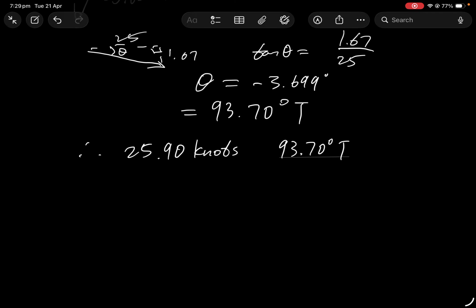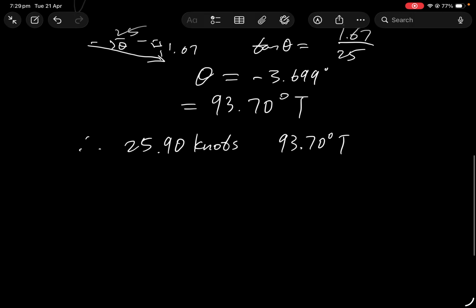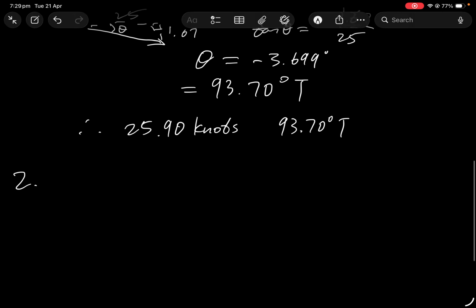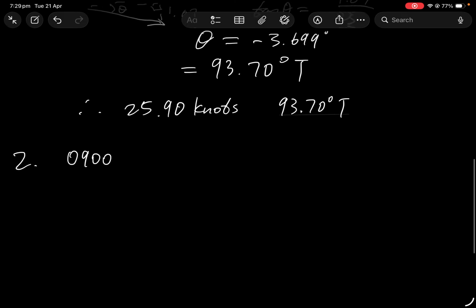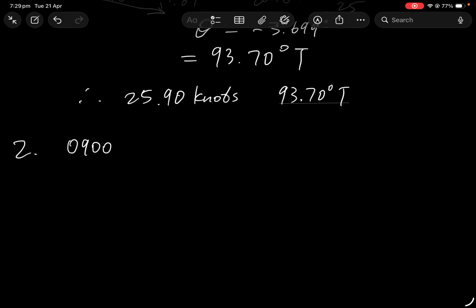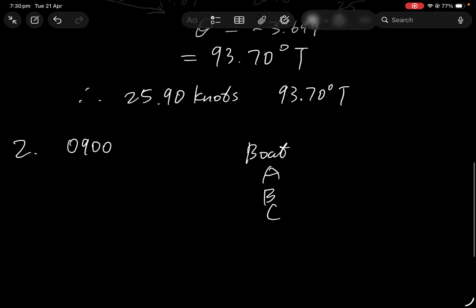Okay, let's do our next question, which is really long, but it's not that bad. So for the next question, it says the locations and velocities of 3 boats at 0900 hours, so I'm just going to assume that's 9 o'clock, are given in the table below. Assume each boat moves at constant velocity. So there's a table. It says boat A, B, C.